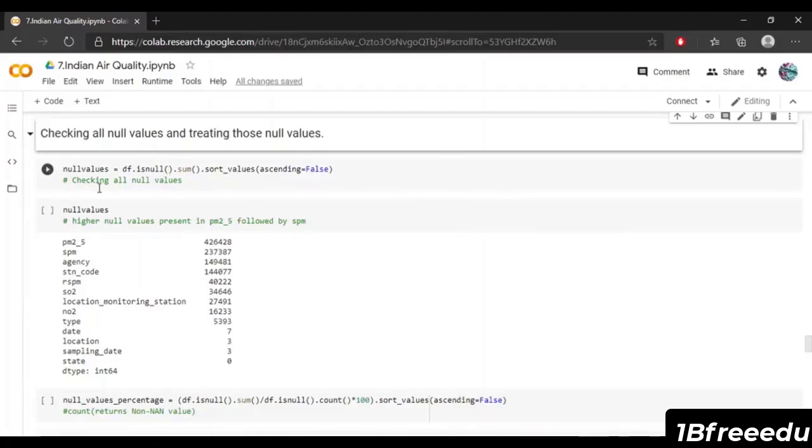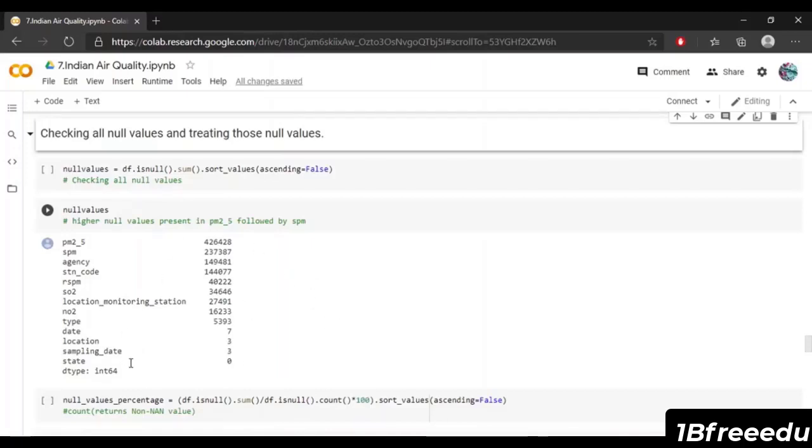And in order to do that, what we have done is that we have used the df.isnull.sum again, and we have sorted all the values in a descending order. So as you can see over here, these are all the null values arranged in a descending order. And as we saw earlier, PM2_5 has the highest amount of missing values present in that column, followed by SPM, which has 2,37,387 missing values, and so on. And as you can see over here, it is only the state column which does not have any missing value present in the data set.